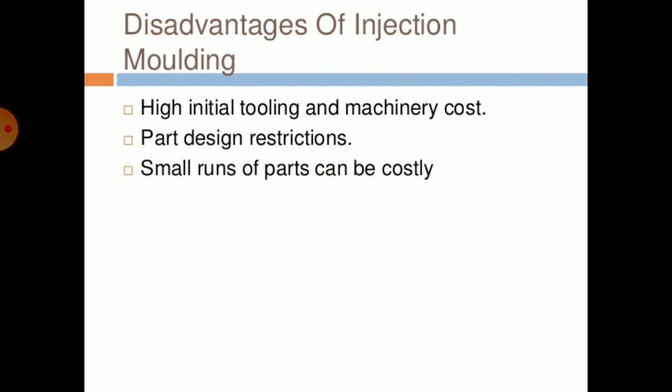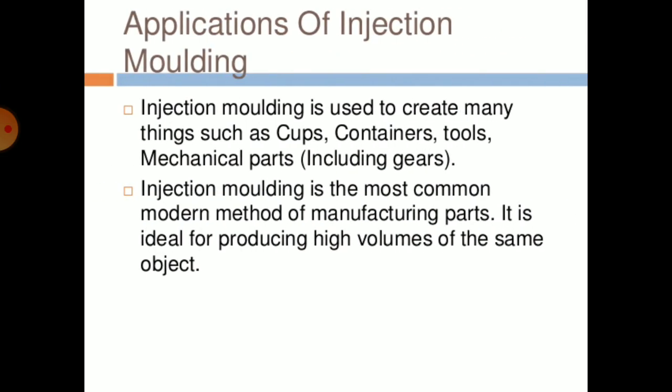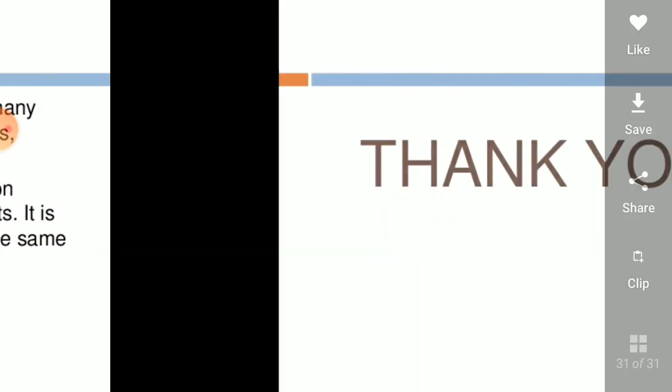Disadvantages of injection molding are high initial tooling and machinery cost, part design restrictions, and small runs of parts can be costly. Applications of injection molding: it is used to create many things such as cups, containers, tools, mechanical parts, including gears. Injection molding is the most common modern method of manufacturing parts. It is ideal for producing high volumes of the same object.